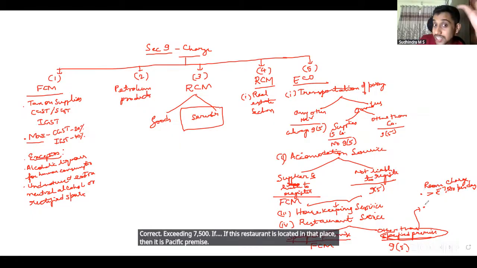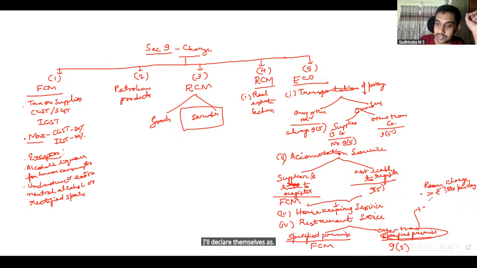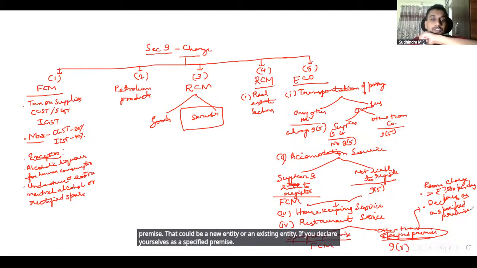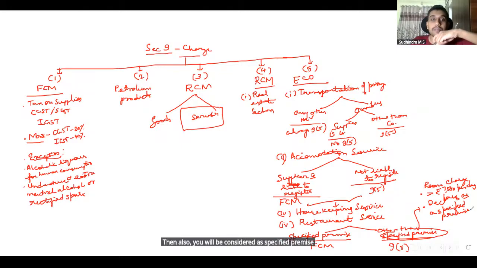Now there is one more addition, a change in that definition: premises declared by themselves as specified premises. If you declare yourself as a specified premise, that could be a new entity or an existing entity, then also you will be considered as specified premise. Then FCM applies.